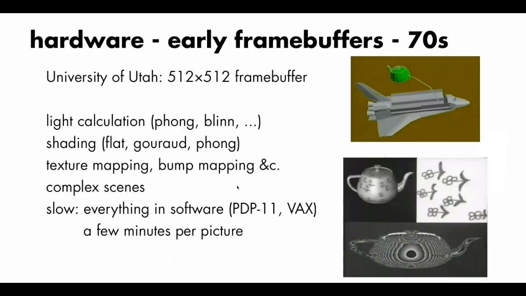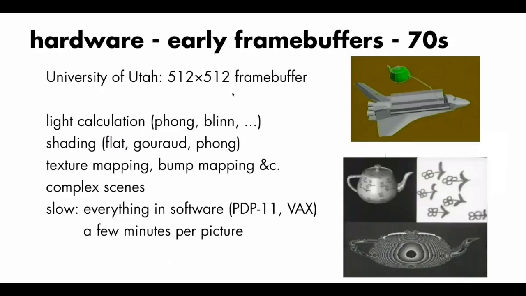Another thing that appeared in the early 70s were early frame buffers. Especially the University of Utah just did a lot of research, and a lot of stuff was happening in computer graphics there. And they had a 512 by 512 frame buffer connected to a PDP-11 and later a VAX. And they just did rendering on that thing, and it was really the first time that you could calculate a picture and draw it on a screen in color.